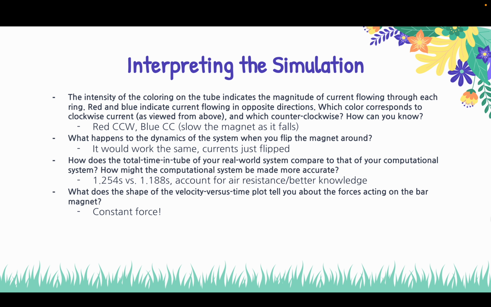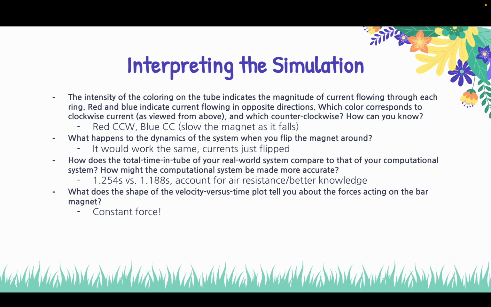Interpreting the simulation: the intensity of the coloring on the tube indicates the magnitude of current flowing through each ring. The red and blue indicate current flows in opposite directions, and I had to determine which one was clockwise and which one was counterclockwise. The red one was counterclockwise and the blue one was clockwise, and basically these two currents just work together to slow down the magnet as it falls.